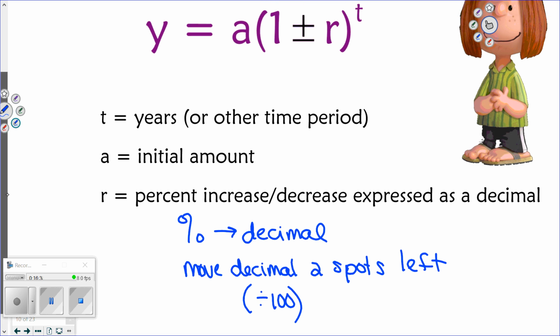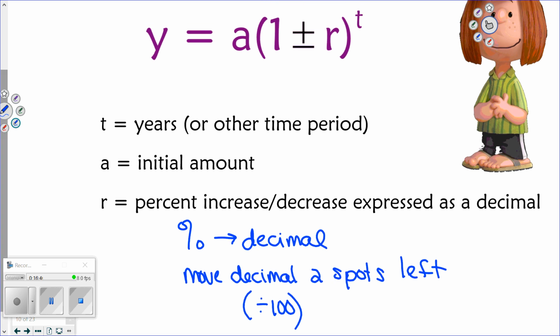Now, depending on whether you use a plus or a minus, you're not using both. I know we're used to seeing that with square roots and stuff. You're either going to add or subtract. I'm going to add if it's growth, right? I'm going to subtract if it's decay or if it's depreciating. Do you guys know what depreciate and appreciate mean?